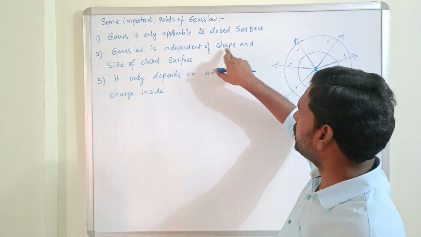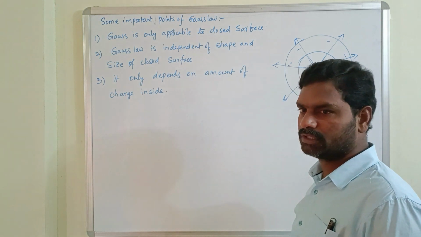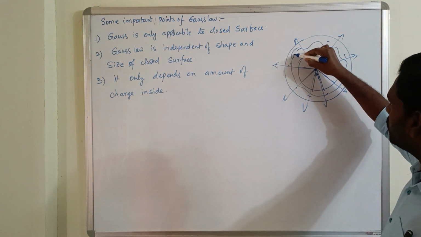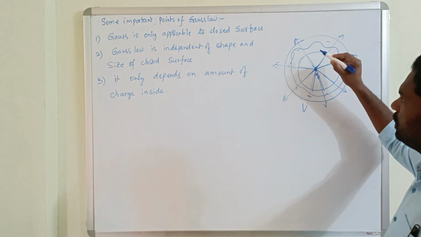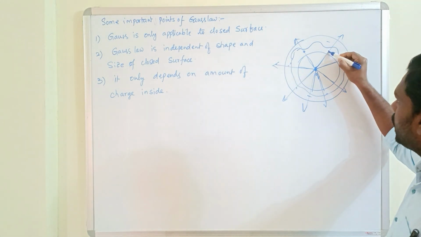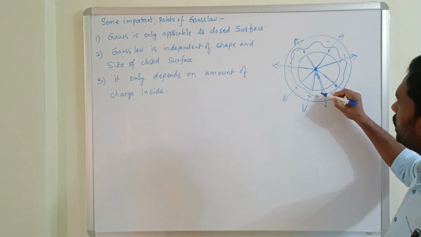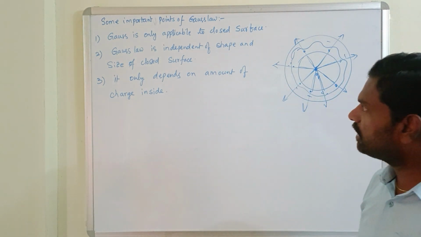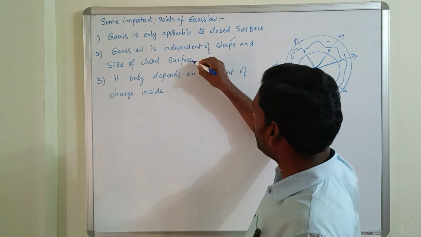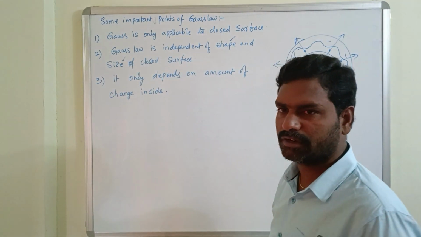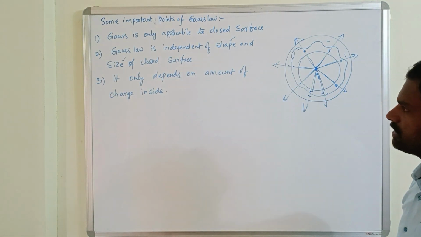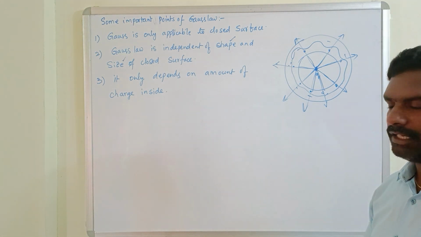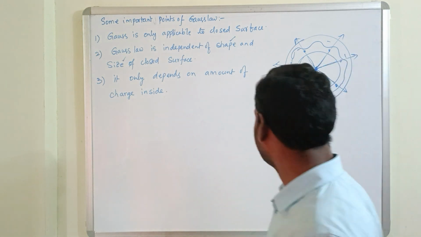Gauss law is independent of shape and size of the closed surface. If I take a shape like this, a zigzag shape, what happens? The total number of electric field lines passing through the given closed surface is also the same. So Gauss law is independent of shape and size of the closed surface. And the next one is that it only depends on the amount of charge inside. It does not depend on charge outside the closed surface.